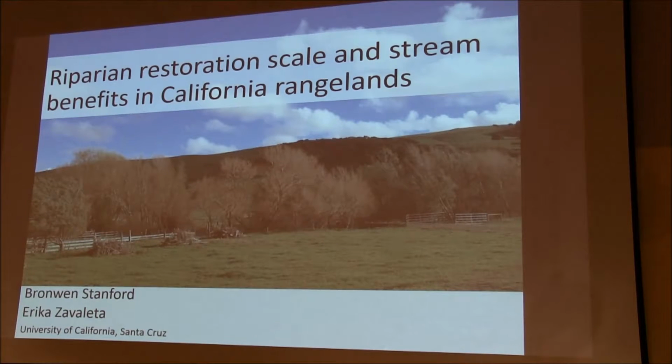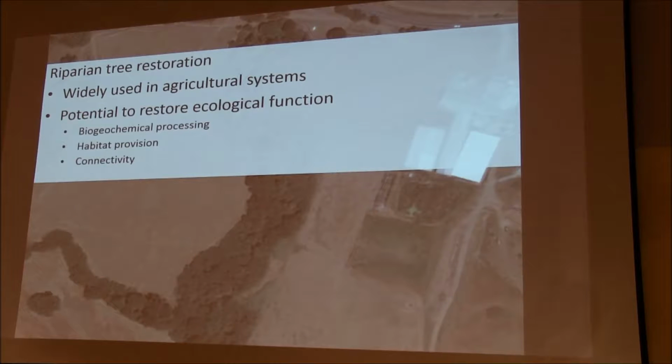So the focus of my talk is on the restoration of narrow riparian tree buffers, like you see in this picture, back from a time last spring, when California was actually green. Riparian tree restoration, as I'm sure this audience is aware, is a really widely used type of restoration intervention, particularly in agricultural systems. And there are good reasons for this.